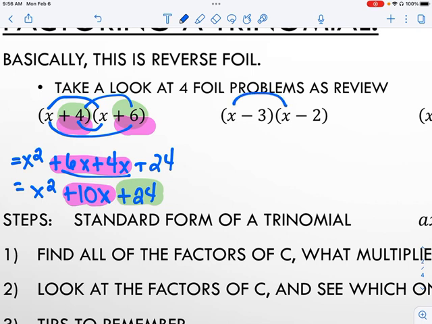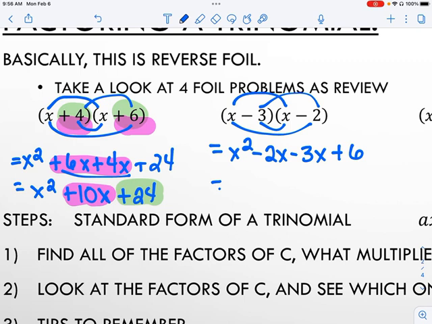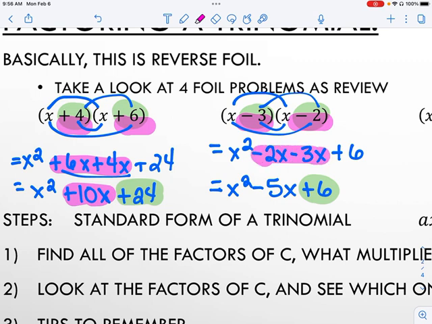All right, let's take a look at this second one. So we're going to start off first times first. Then we go outer, inner, and last. We combine our like terms. Now, once again, just to point out a couple things here. First thing I want to point out is if you notice, if you take negative 2 times negative 3, that's what gets us the positive 6. Also, because they are both negative, when we add those together, that is going to give us the negative 5x.